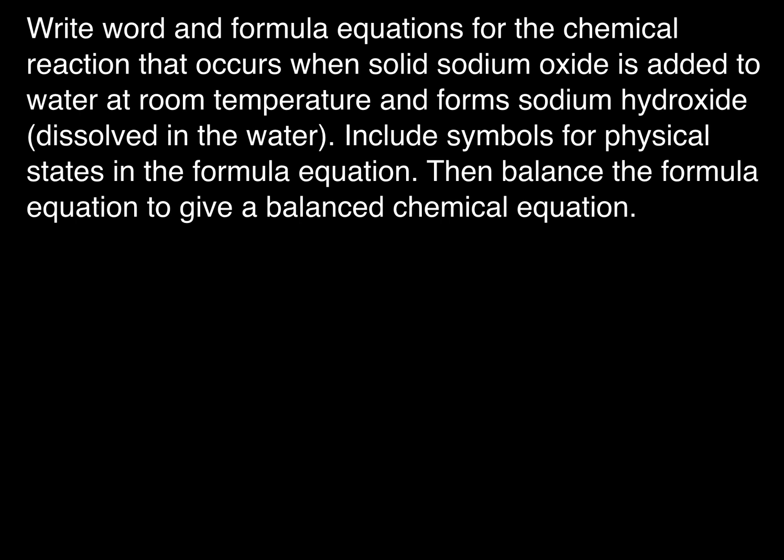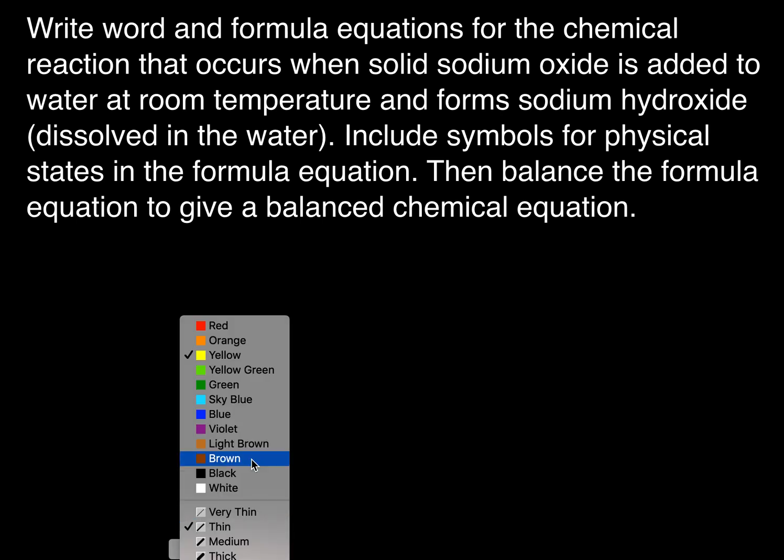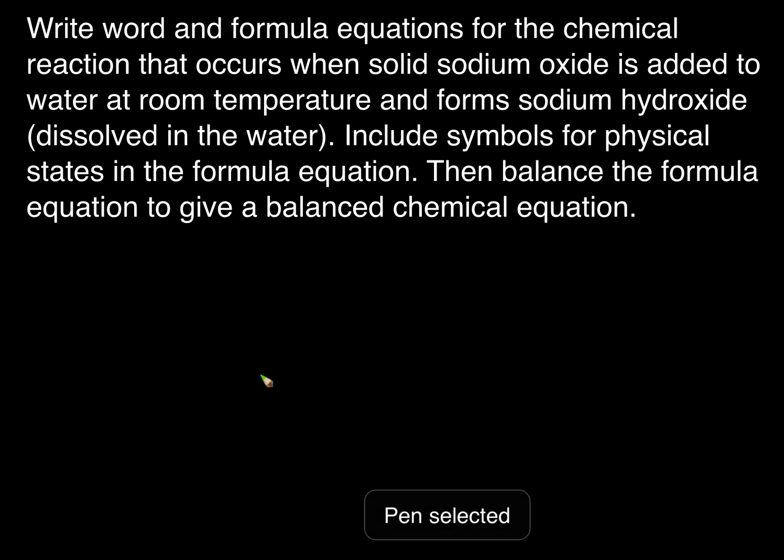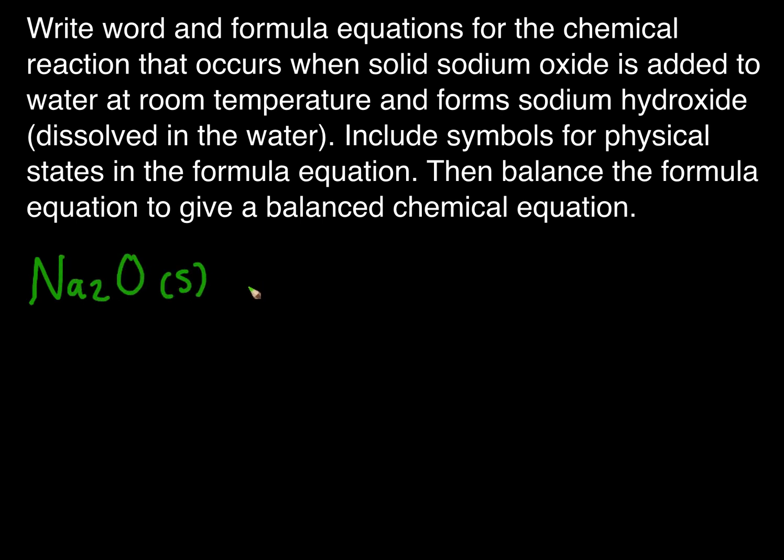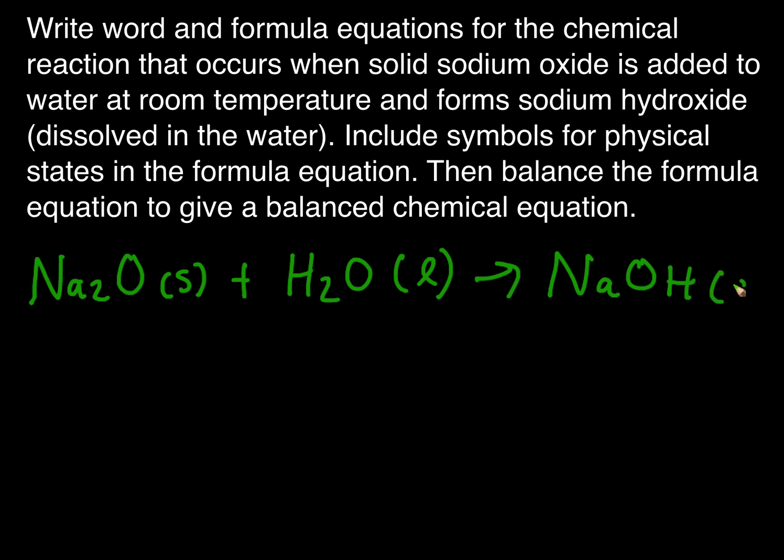What we're going to do here is write word and formula equations for the chemical reaction that occurs when solid sodium oxide, Na2O, is added to water at room temperature and forms sodium hydroxide, NaOH. When doing these, just write everything down as they come on the screen. And since it's dissolved in water, that means it's aq.